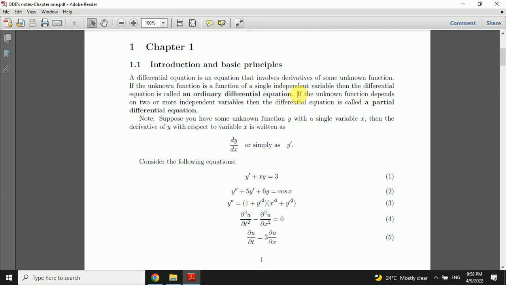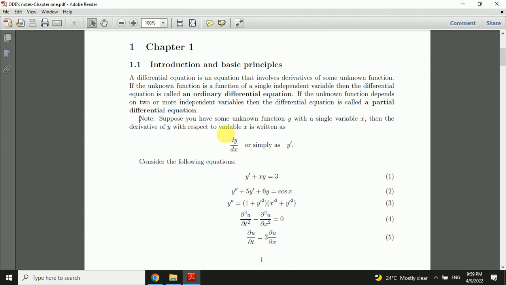And for the case of having more than one unknown variable, that is what this sentence is trying to say: if the unknown function depends on two or more independent variables, then the differential equation is called a partial differential equation. Okay. Then I noted something here, that suppose you have some unknown function y with a single variable. Since we have just one variable in this case, we are talking about an ordinary differential equation.